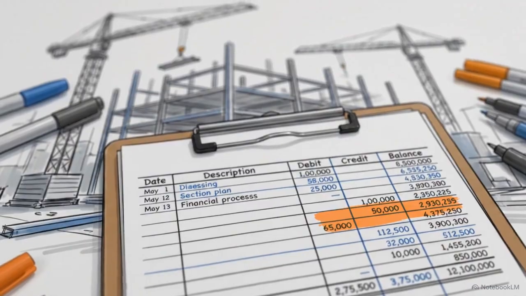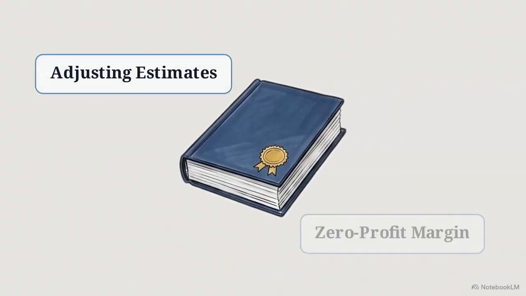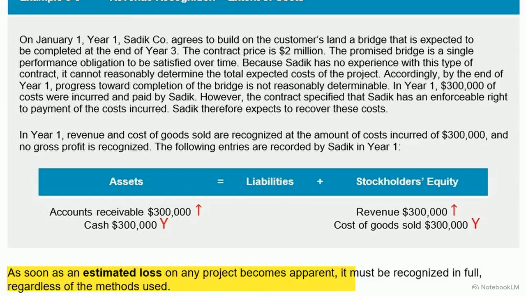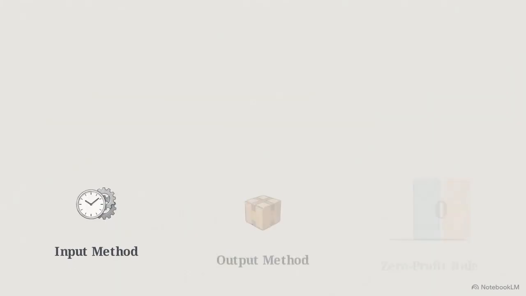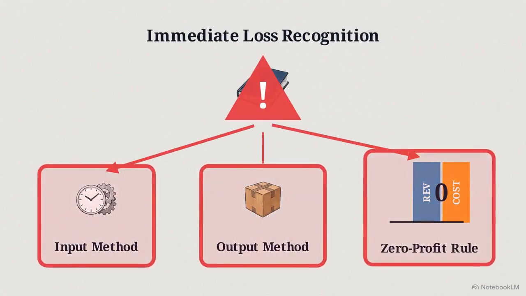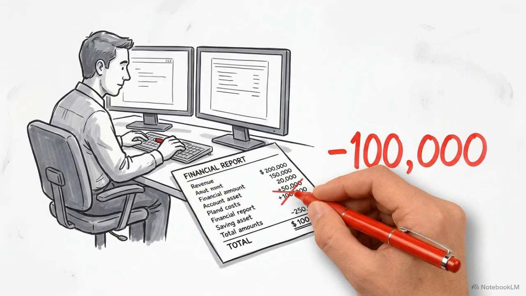focus. While long-term accounting allows for adjusting estimates and zero profit margins, there is one final overriding constraint that governs every contract. As the note at the bottom of this text states, as soon as it becomes apparent that a project will result in an overall estimated loss, that total loss must be recognized in full immediately. This rule applies universally. It does not matter if the entity is using an input method, an output method, or the zero profit rule. Accountants cannot use percentage of completion calculations to defer bad news or artificially spread a known loss over future reporting periods.